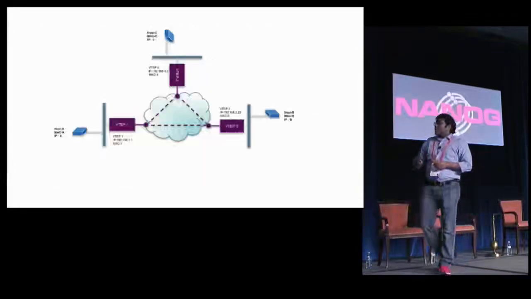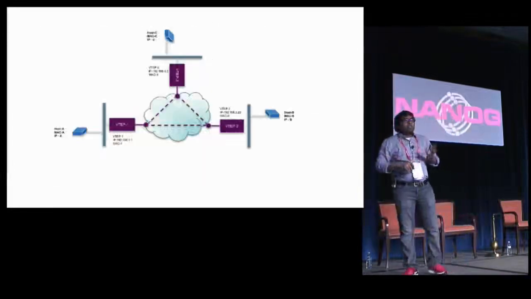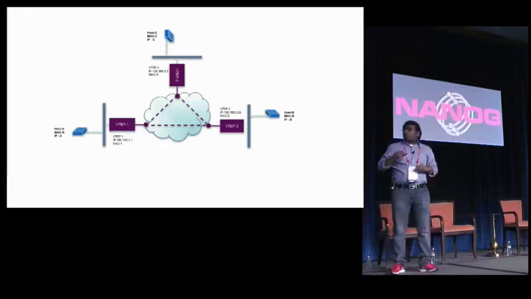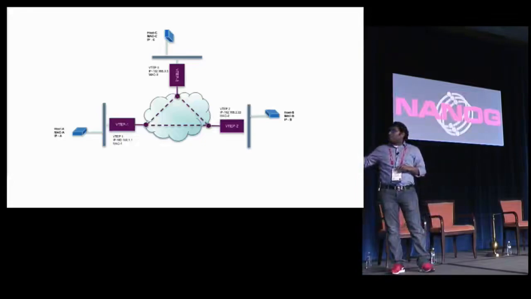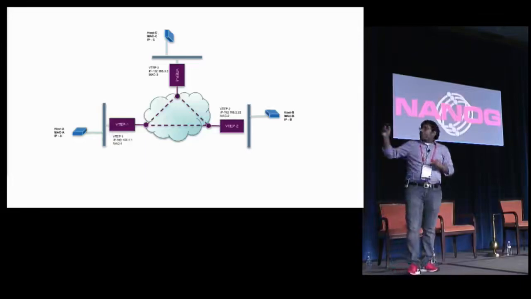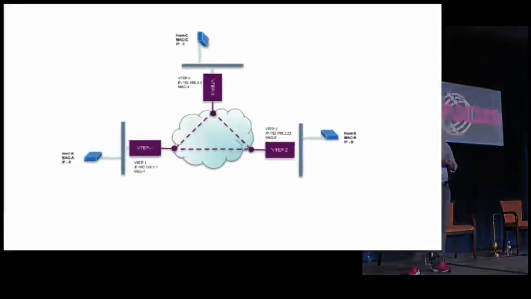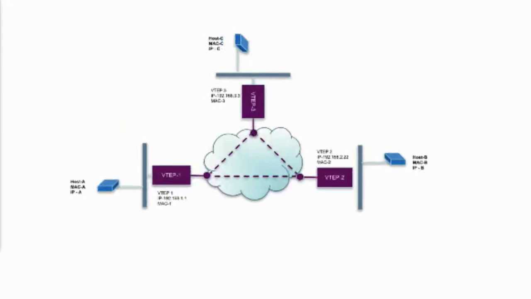Let's see how the packet forwarding works in a flood and learn mechanism. You have three hosts, A, B, and C. They have their separate MACs and IP addresses. You have three virtual VTEPs, VTEP 1, 2, and 3. Again, they have their own MAC addresses and IP addresses. Now, when the packet comes from the host saying, I need to reach host B, obviously the first packet will be sent as a broadcast.